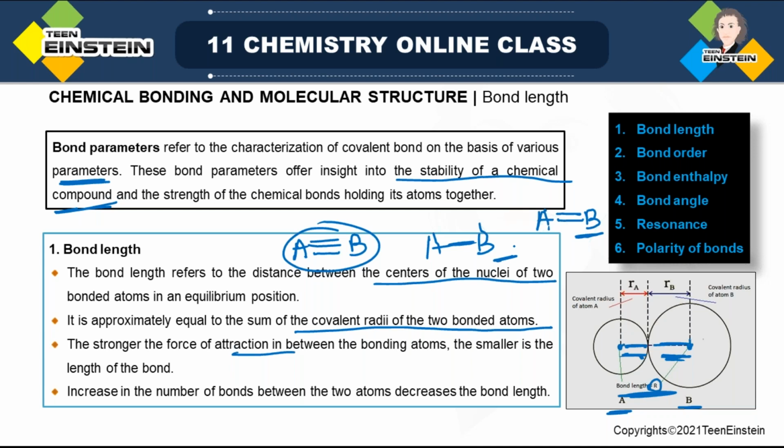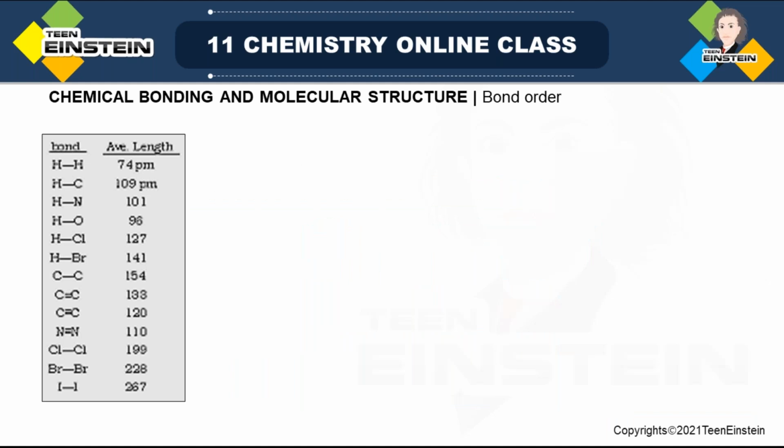Now with a proper example you can understand it. See, here we have C-C single bond, C=C double bond, and C≡C triple bond. This is triple. Now this is gradually decreasing, 154 picometer, then 133 picometer, 120. So this is a very clear example where you can understand the last statement in the previous slide.